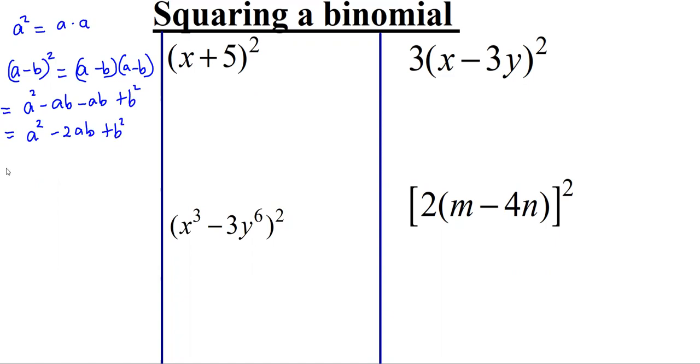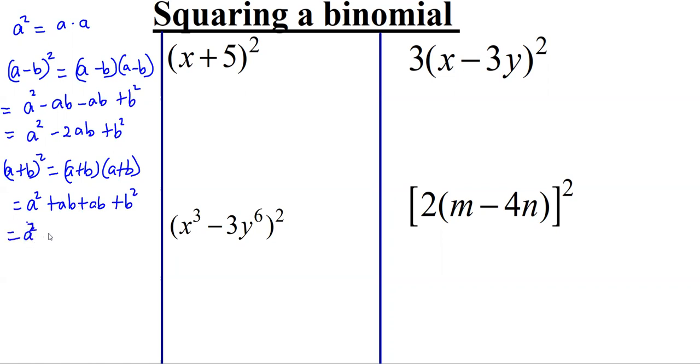What about if we're adding a plus b? We are squaring it. It's going to be a plus b, a plus b. Then what do we get? It's going to be a squared plus ab plus ab plus b squared. That gives us a squared plus 2ab plus b squared.